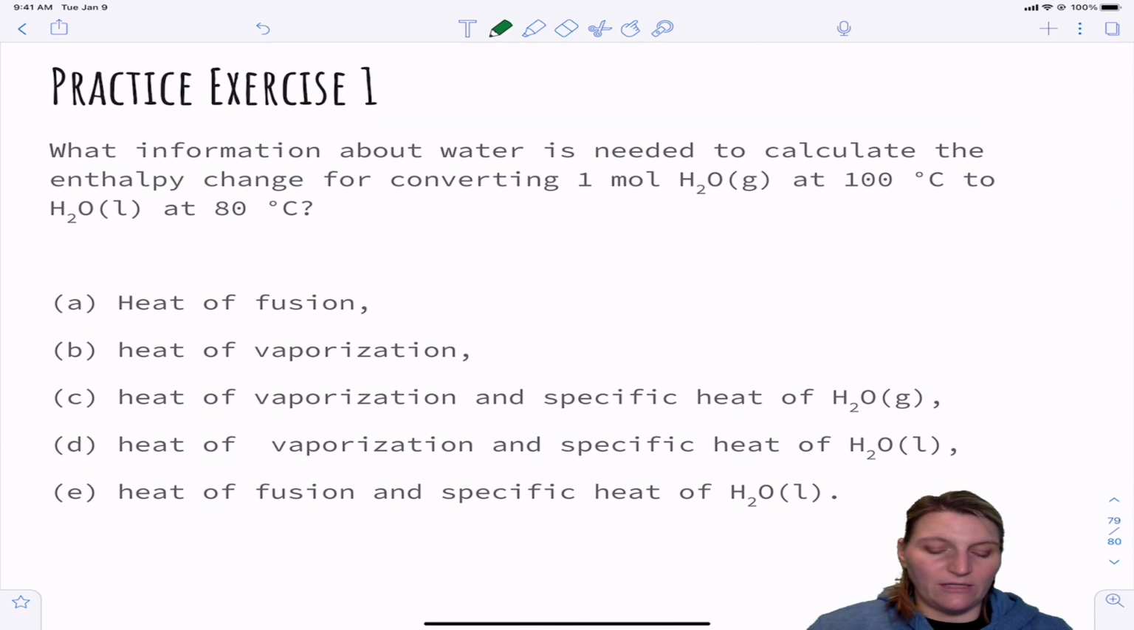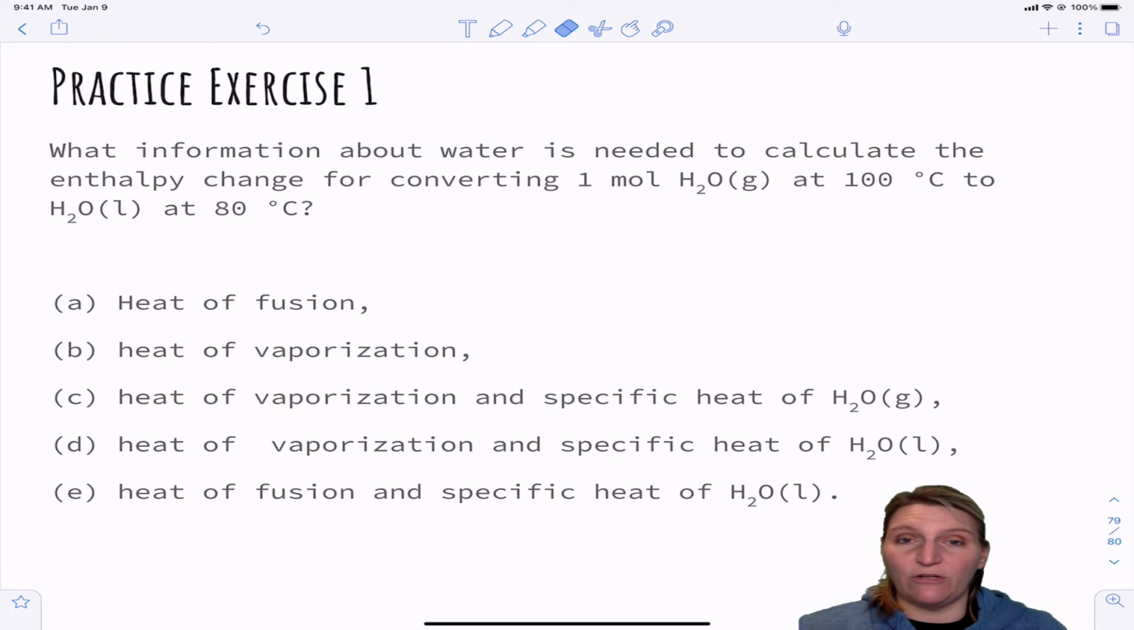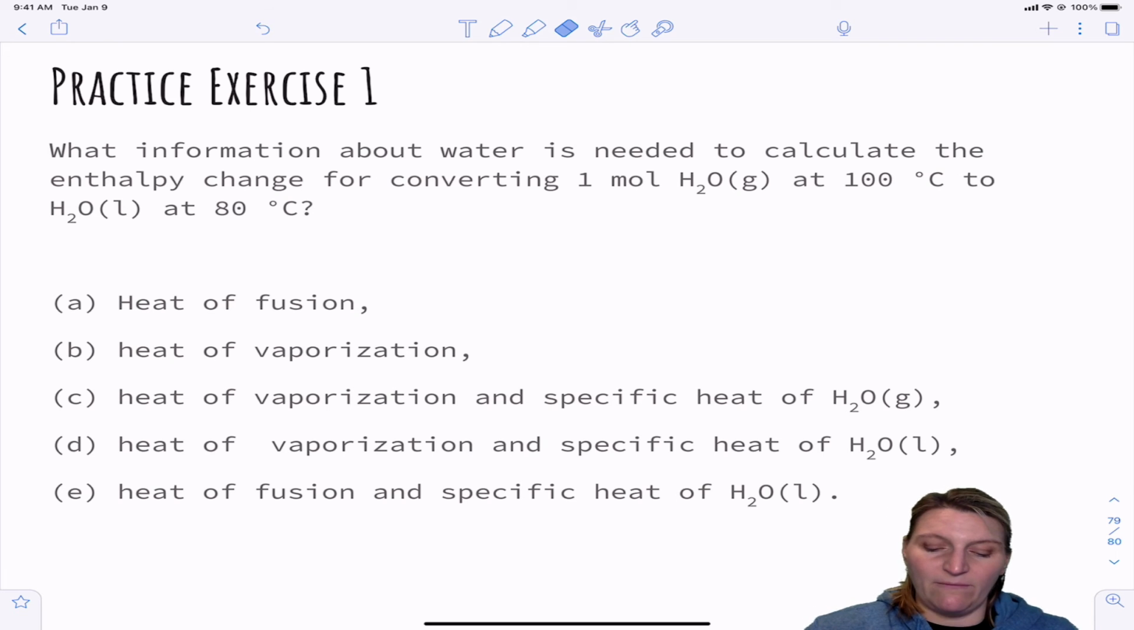Practice exercise 1 is a multiple choice question. What information about water is needed to calculate the enthalpy change for converting 1 mole of water at 100 degrees Celsius to liquid water at 80? So I'm going to be going from gaseous water to liquid water. So that's the delta H of vaporization. That's how much energy I would need to remove, right?